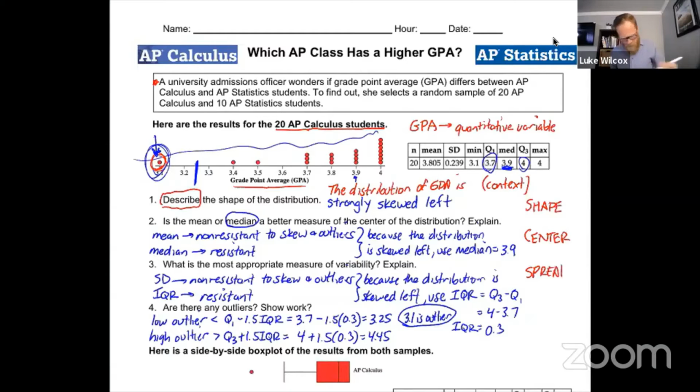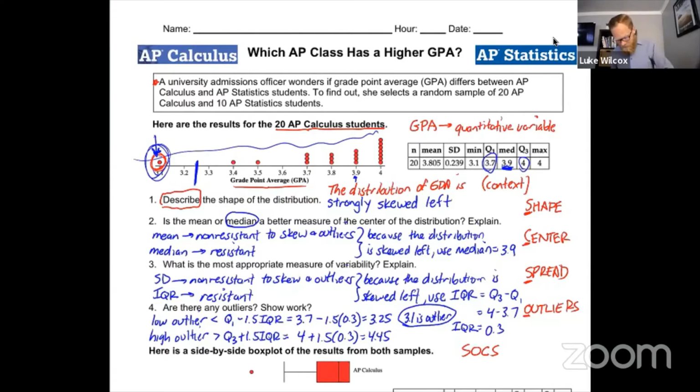And in number four, we tried to see if there were any outliers. So those are the four things you want to make sure that you address when you are asked to describe a distribution. Now, one way that you can remember that, if you look at the first letters of all four of these, and you do a little bit of rearranging here, the acronym to remember is SOCS, which stands for shape, outliers, center, and spread.